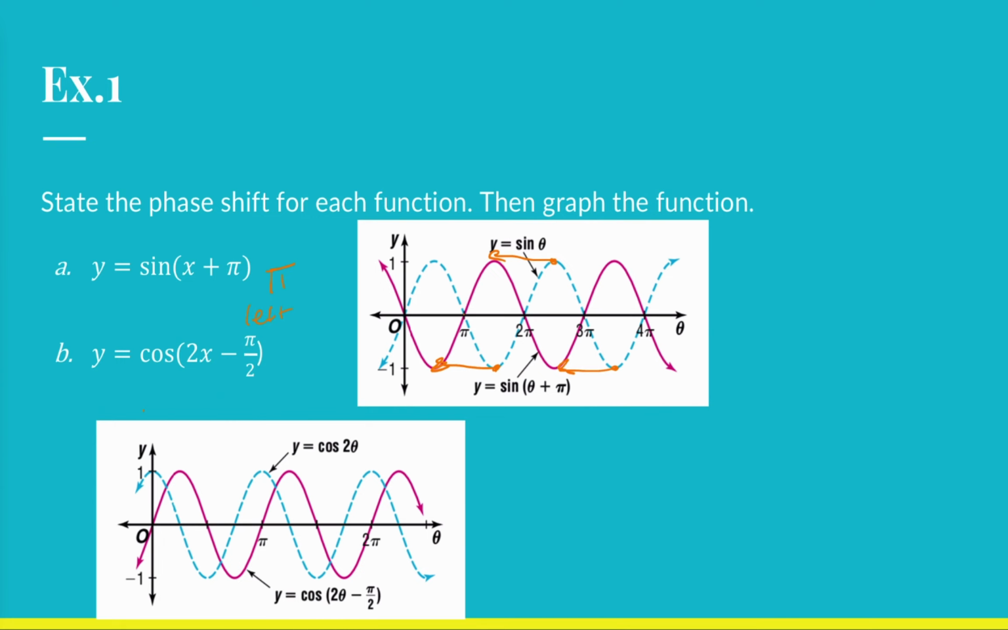This one, our phase shift was pi over 4 to the right. And so the cosine of 2 theta, right, that's with the period of pi instead of period of 2 pi. But then we shifted it over by pi over 4. And shifted over by pi over 4, and shifted over by pi over 4.